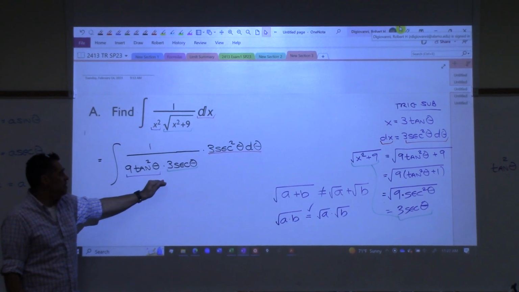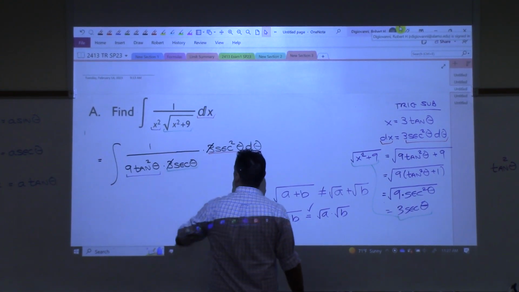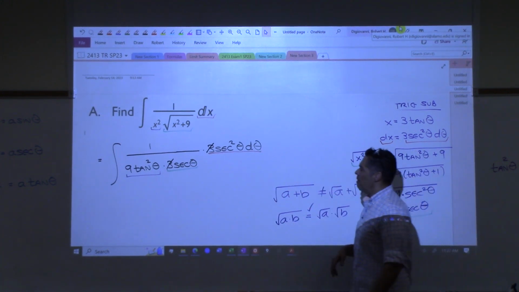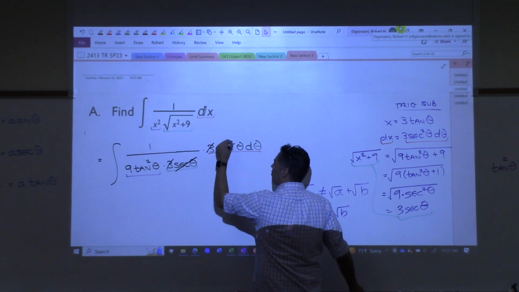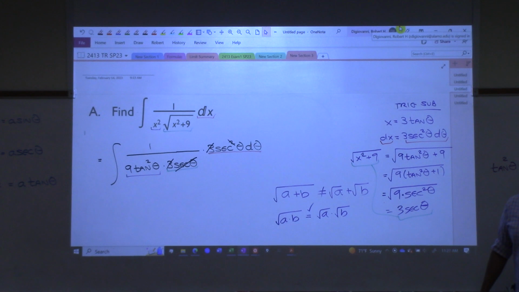So let's see what happens now. I mean, there's nothing that says this is going to go easily. I see the 3's cancel, right? I also see a secant can go, right? So this secant can go from that one. I've got 1 secant gone there. And that's all I can cancel out, or reduce.